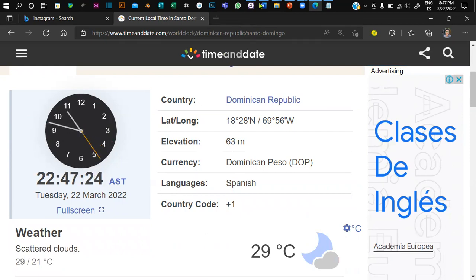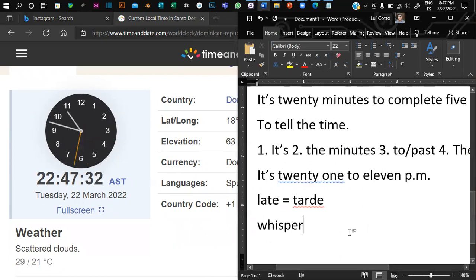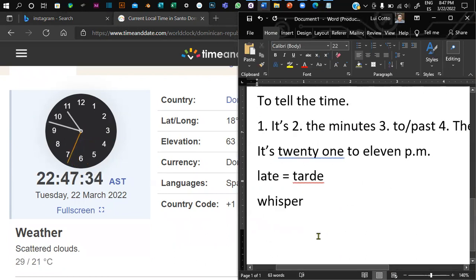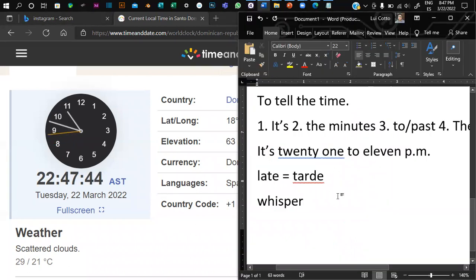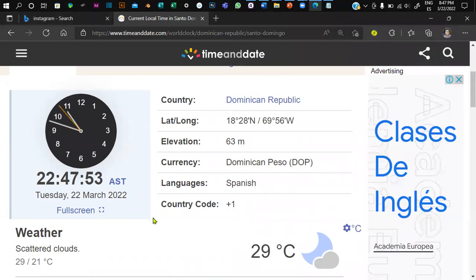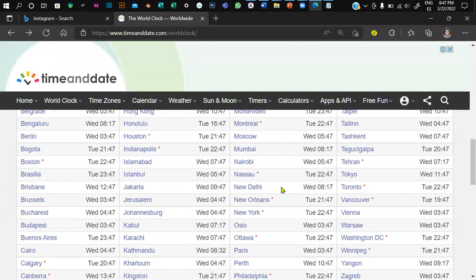Don't whisper. PM, teacher. AM, okay. Why are you whispering? Okay, whisper. What is whisper? Okay, it's correct. You say whisper in Spanish. Ah, susurrar, whisper. Why are you whispering? Yes. Okay. PM, teacher, PM. Okay.